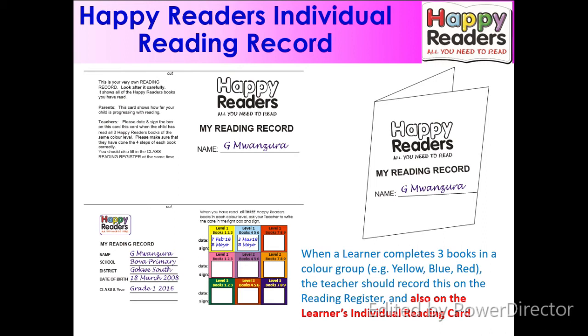So we fill in the reading register, and then when a child completes a milestone of a color group, we mark it on their individual reading card. So that's the progress monitoring we do during the term on an ongoing basis. And obviously this is done weekly, and we have a gradually evolving progress day to day.